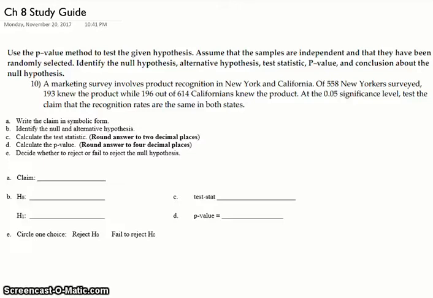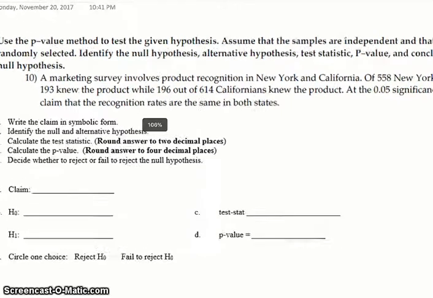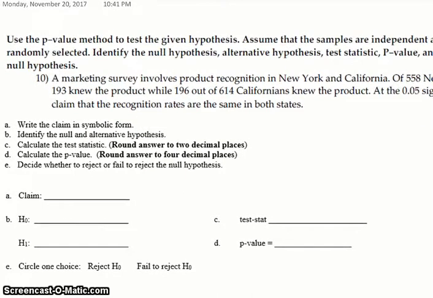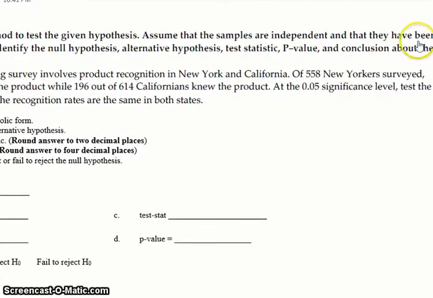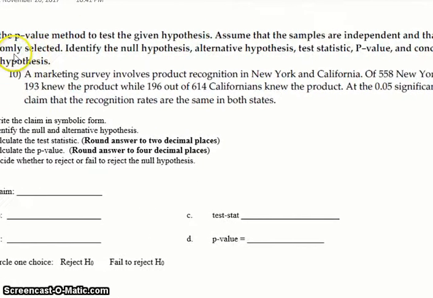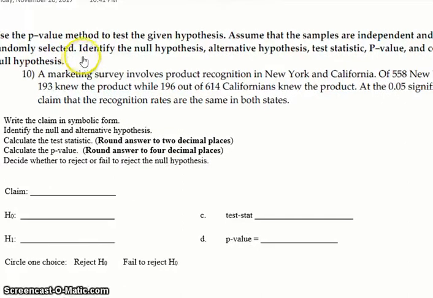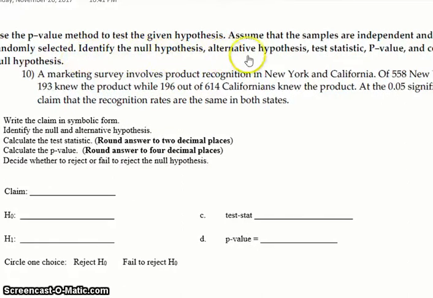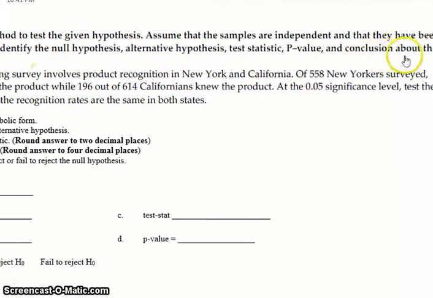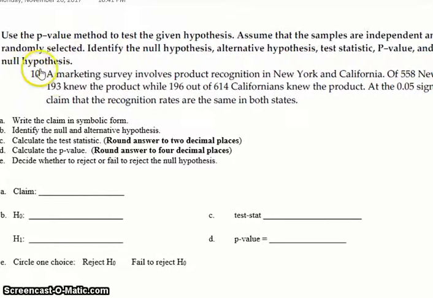So this is part 3 of the Chapter 8 study guide. So let's read the problem for number 10. It says, use a p-value method to test the given hypothesis. Assume that the samples are independent and that they have been randomly selected. Identify the null, the alternative, test statistics, p-value, and conclusion about the null hypothesis.